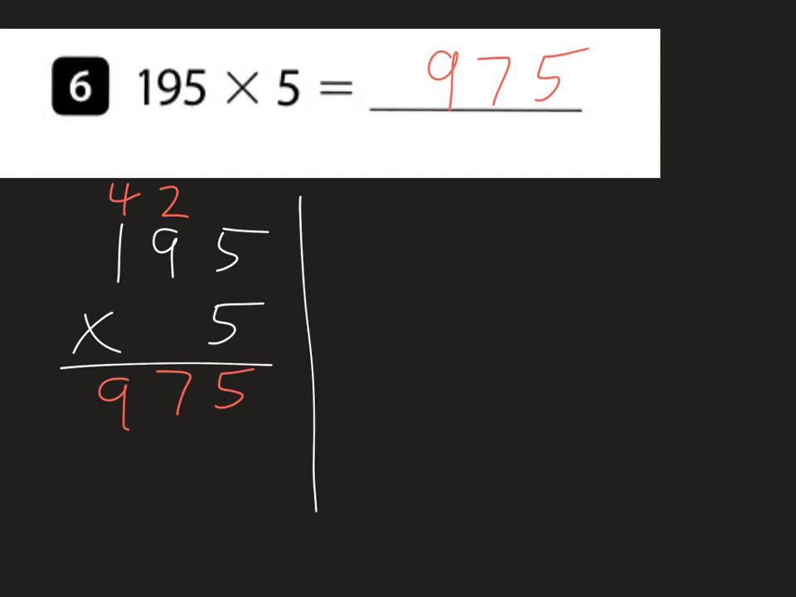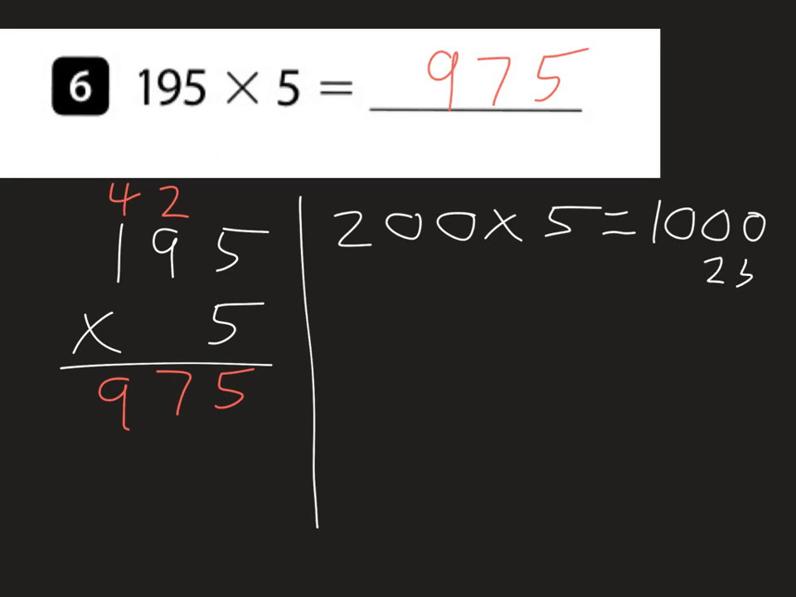If I were to do this mentally, I would do 200 times 5, which will give me a product of 1,000. And I know that 195 is 5 less than 200. So 5 times 5 is 25. So I would do minus 25. And if you can't do this, you got to do your trading. Turn this to a 0, 9, 9, 10, and you get a difference of 975. So our final product is 975.